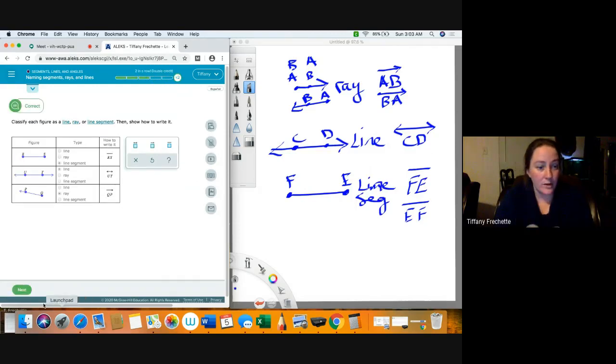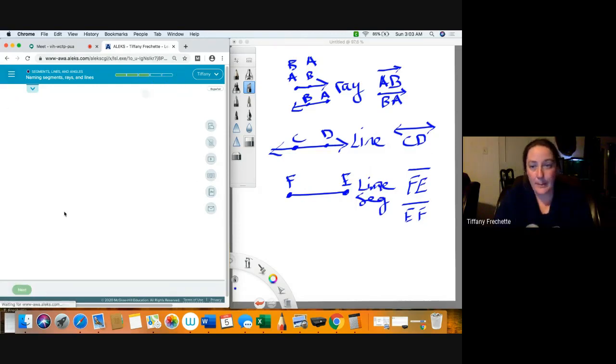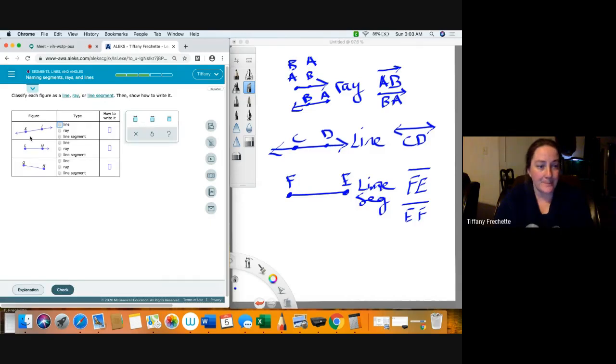All right, one more. Okay, so we have arrows going in both directions, on and on forever. So we know that is a line. And we always want our notes so that we can refer back to them. So if we forget, we have something to go back to without having to go and click explanation and lose our streak or anything like that.